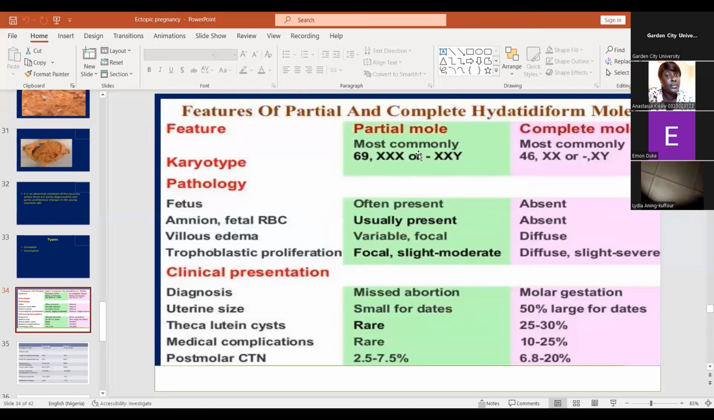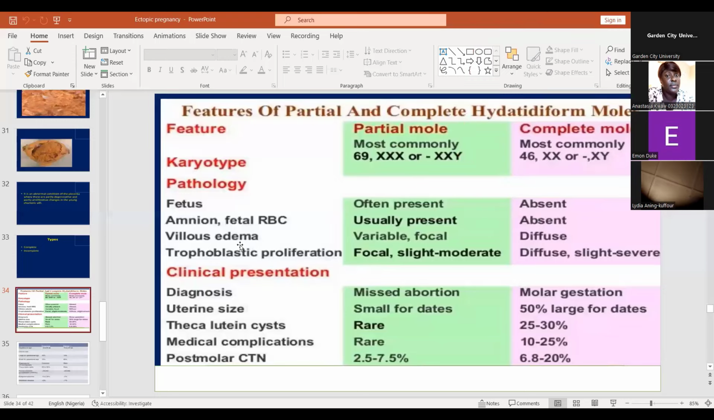Most commonly, you have them about 69 XXX and XXY, while this one is XX and XY. Then you have the karyotype, the karyotype pathology, the features. In the partial, the fetus is often present, while in the complete it is usually absent. Now, the amnion and the fetal red blood cells could also be present. Because the fetus is present, then there's bound to be amnion, there's bound to be fetal red blood cells. Here, it is absent, so it cannot be there.